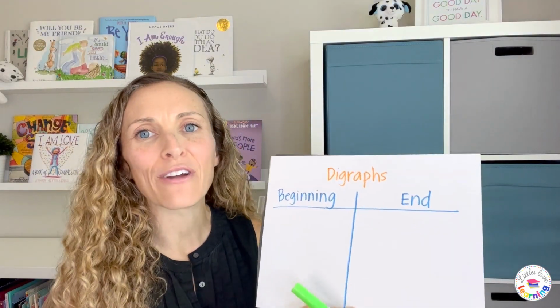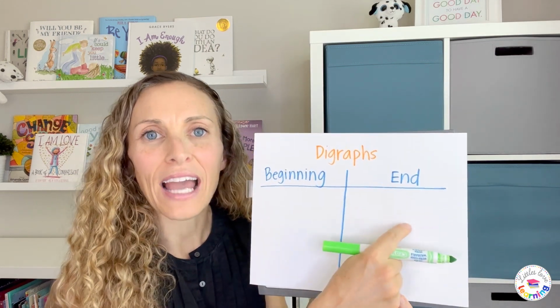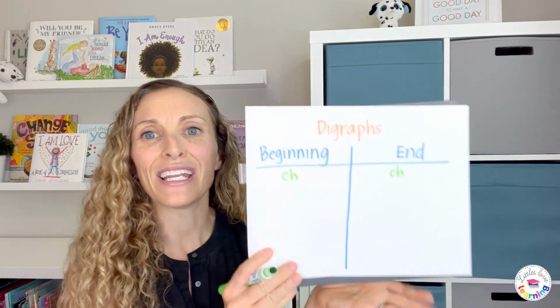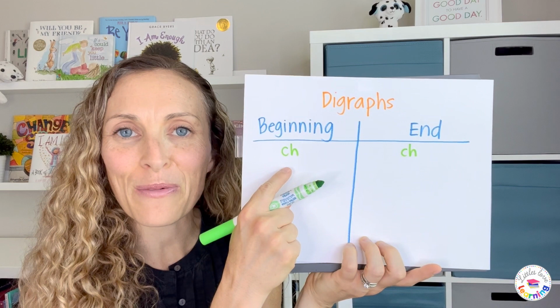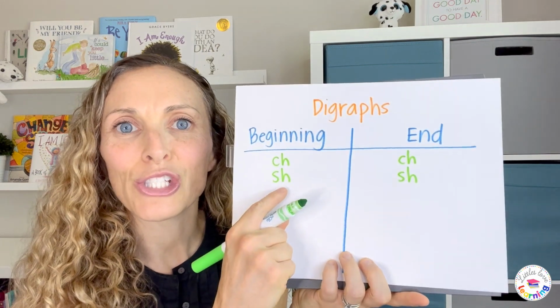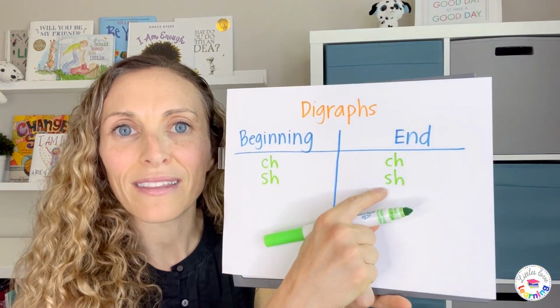As we go through these digraphs, I'm going to show you whether the digraph comes at the beginning of the word, the end of the word, or possibly both. Some come at both the beginning and the end. All right, so our first one we just talked about, CH, ch, as in chip, can come at the beginning of the word or the end of the word, as in lunch. The next one, sh, sh, can come at the beginning of the word like ship or the end of the word like wish.